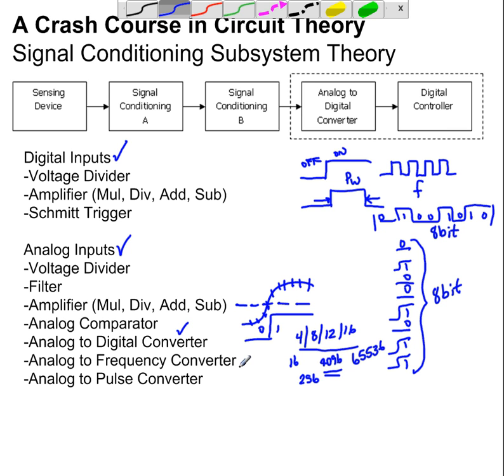There are circuits out there that allow you to convert from analog to digital using frequency. And of course, we said there are circuits that also take an analog signal and change it into a pulse that can be read by the microcontroller. Examples of this would be the ultrasonic sensor.